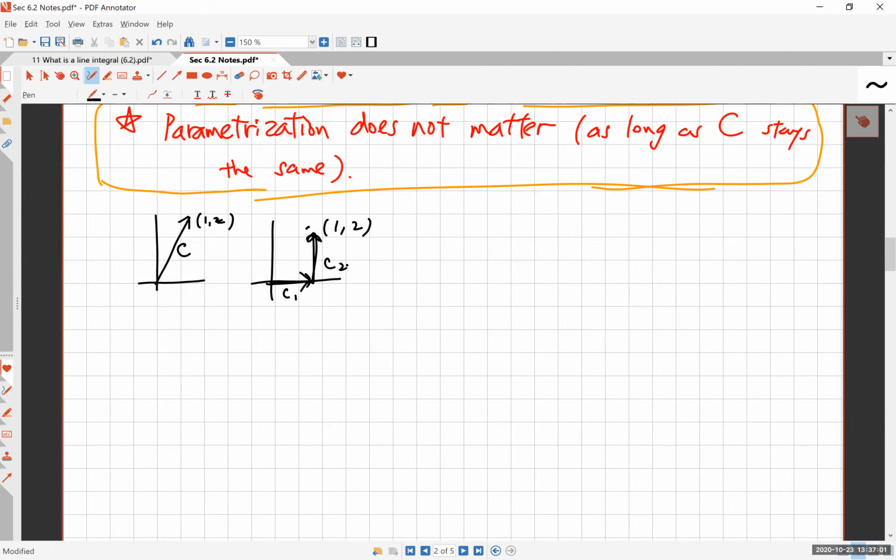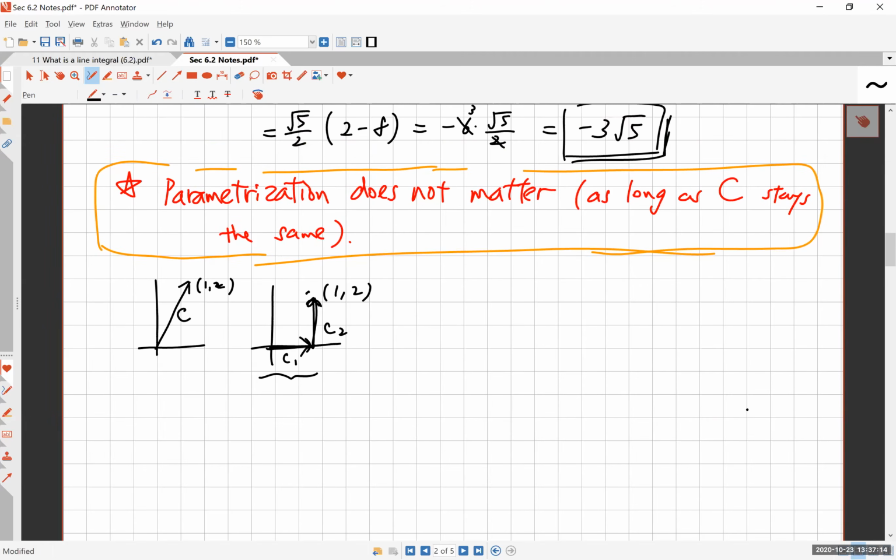But it turns out if you take a different path, a different way to get from the beginning to the end, then of course the parameterization changes, but then the integral itself changes. Now that is probably not surprising, right? Because the parameterization doesn't matter as long as C stays the same. But if you change the C, the curve, then of course the integral over C should change. And that is true, okay?